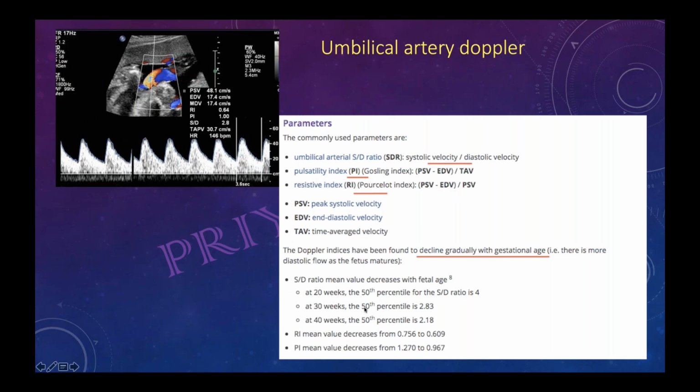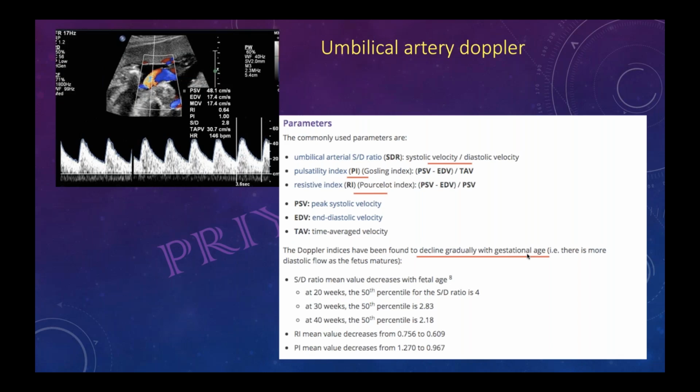So the important thing that you have to know: normally, these Doppler indices decline gradually with the gestational age. So normally the RI and PI of the umbilical artery will decrease. Okay, so this is the normal pattern. But what happens in the SGA baby is that, instead of decreasing with the age, they increase.